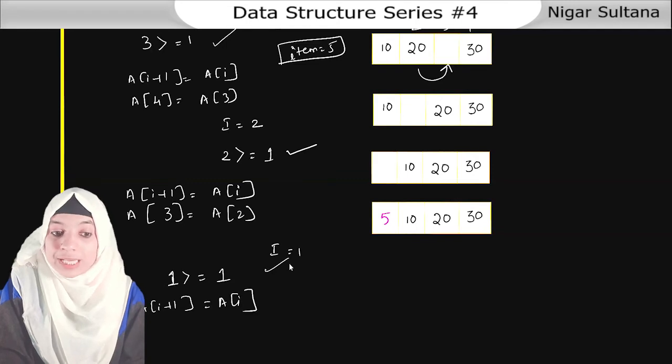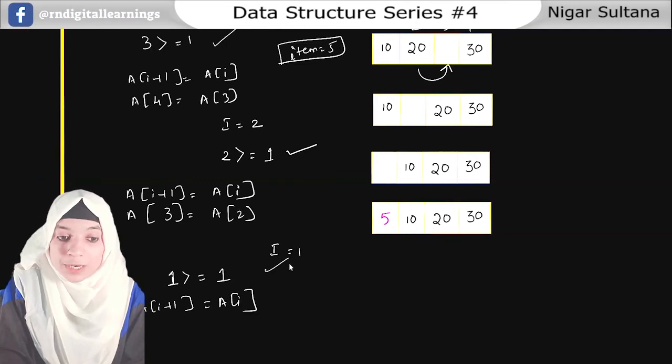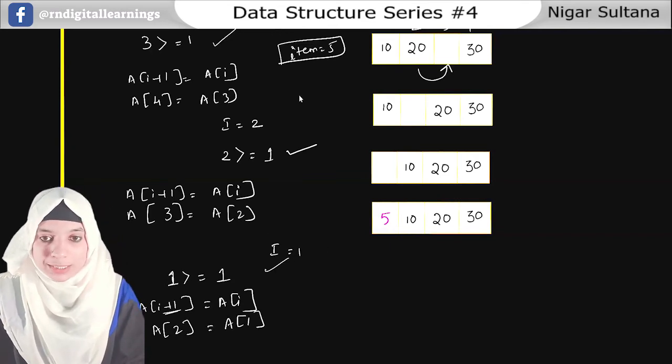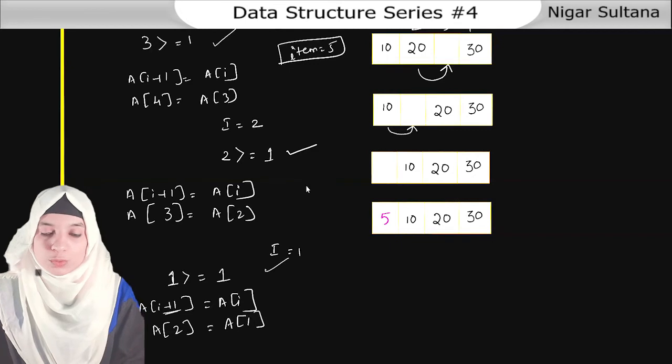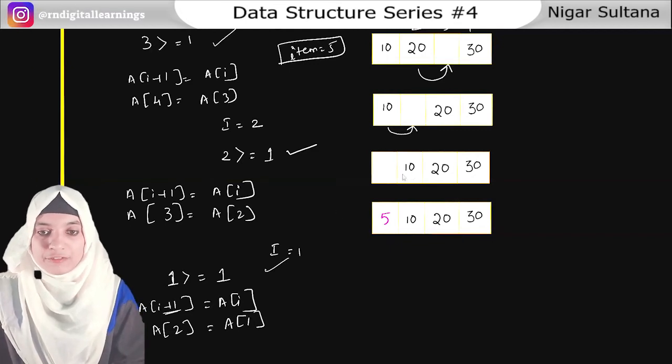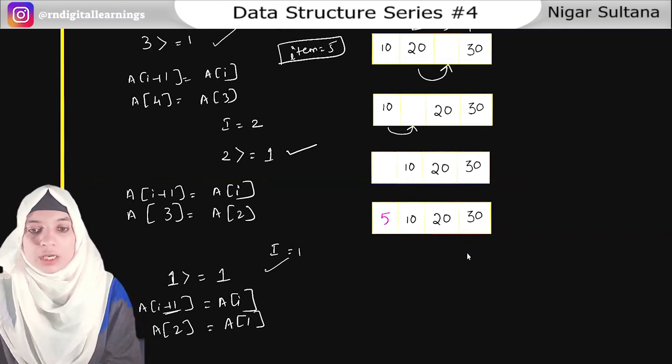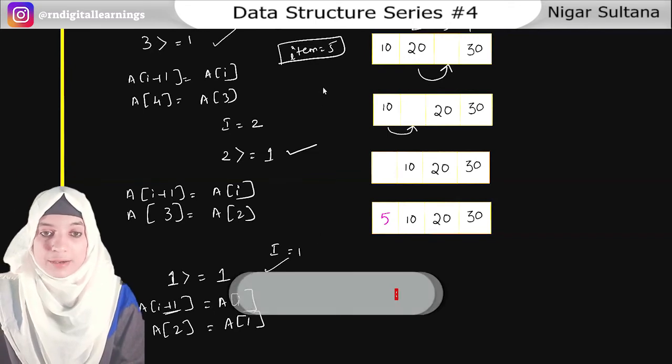If this is true, again use the step, that is A of I plus 1 is equals to A of I. What is I? I value is 1 here. What is 1 plus 1? It is 2. At the place of A of 2, I need to give the value of A of 1. So now let's see. So this is my A of 1. Now I will be giving it to the A of 2. In the next step, the 10 value will be given to the A of 2.